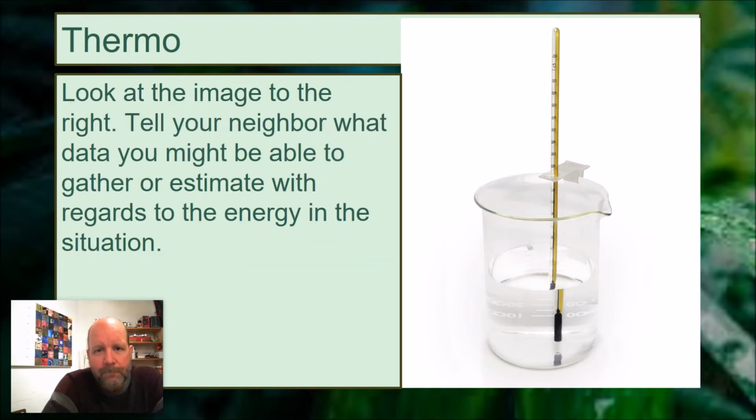So take a minute and answer this. Look at the image to the right. Right, so this beaker, got a thermometer. Tell your neighbor what kind of data you can measure or what data you can estimate with regards to the energy in this system. Like, let's say some chemical reaction is going to occur in this beaker with this equipment that we have. What could we determine? Pause the video and think about that.